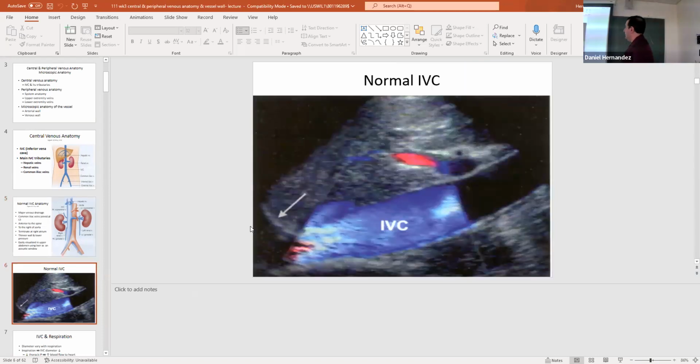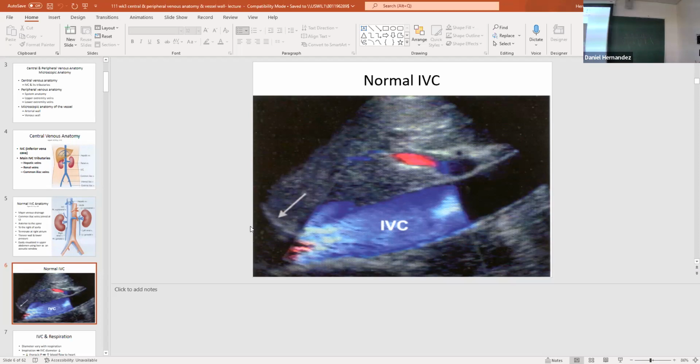This is now a sagittal image of the IVC. It's either longitudinal or sagittal. Remember, we can use those two terms interchangeably. So we can see the IVC coursing across our screen. This is our notch. This is the patient's head. That way is the patient's feet.